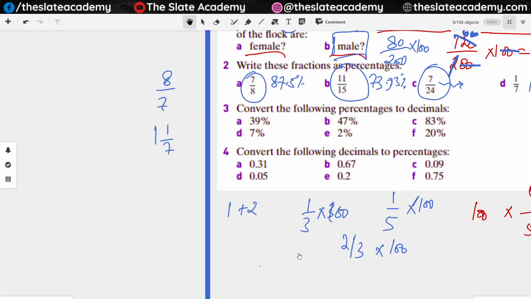Okay. And improper fractions, if I convert them into percentage, how would I do that? I would simply multiply the fraction with 100. So 8 out of 7 into 100. That would be the percentage for this. Miss Anam, 8 out of 7 as a percentage. What would be the answer?